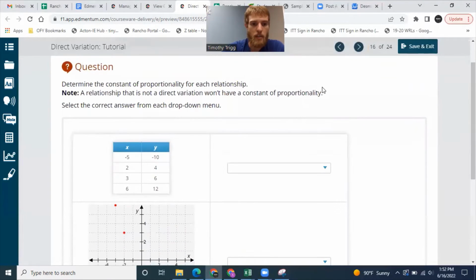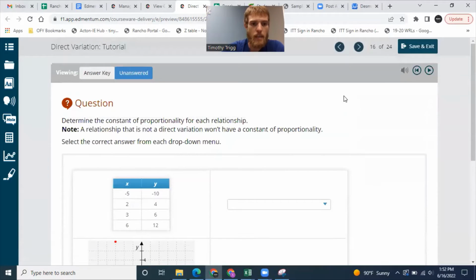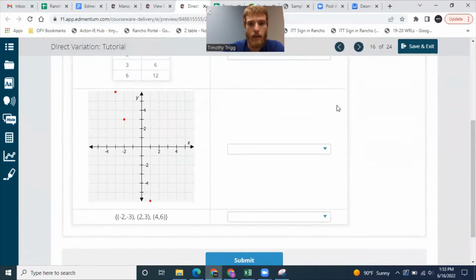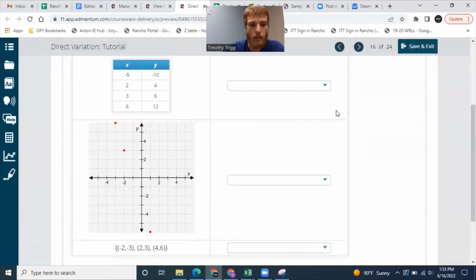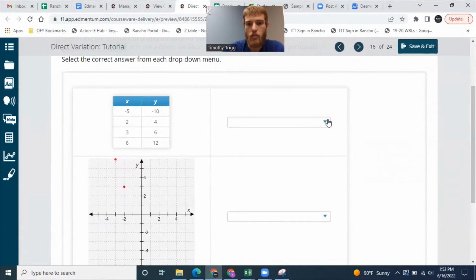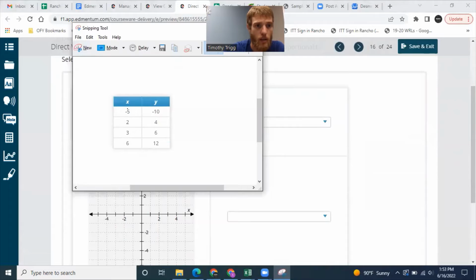Let's go ahead and go to page 16, and we're going to see which of these are direct variation or not, okay? Well, and also what's the value of k? When I look at these, I'm going to look at this first group of points here. -5 times what gives me -10? Well, -5 times 2. So this shows me a k of 2, okay?